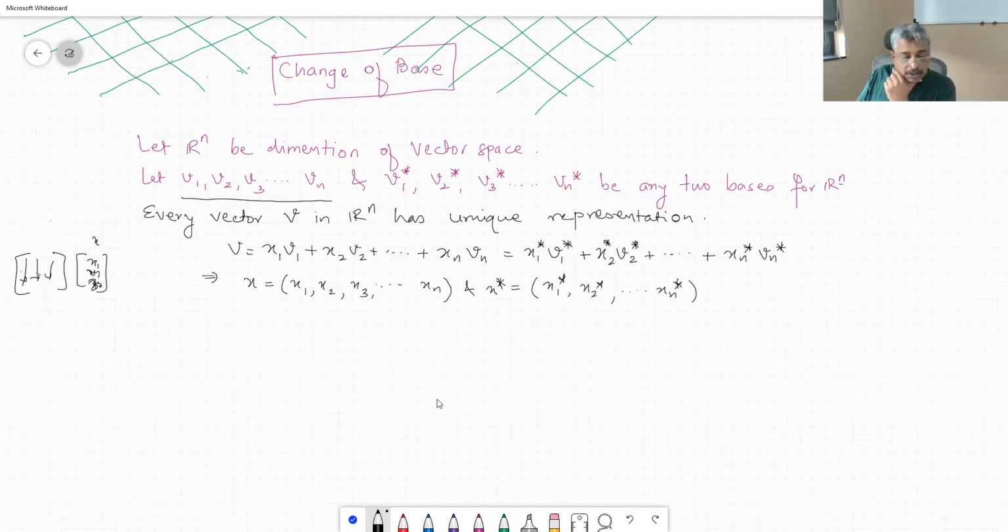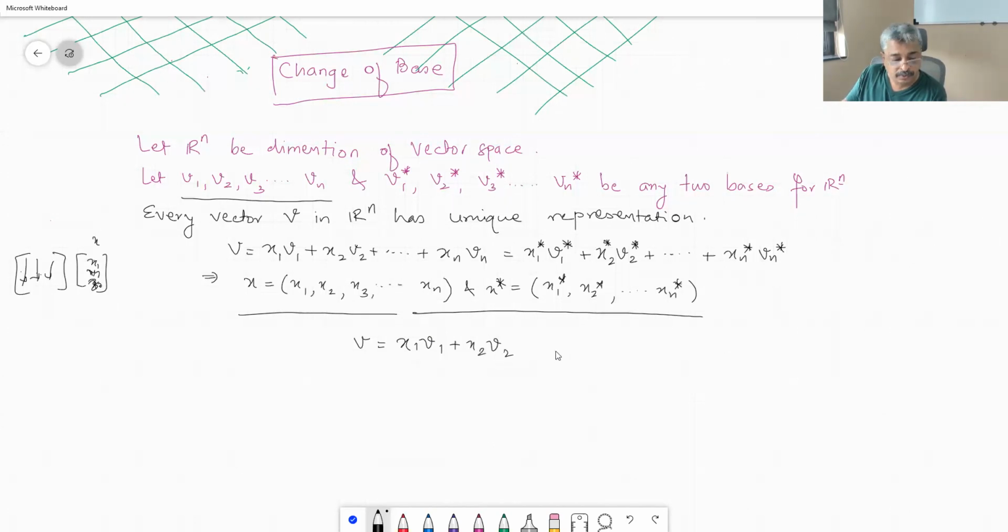Now, suppose this is in general. Let us not get confused with n, so let me write down exactly the similar thing for only two. Let vector v is equal to x1 v1 plus x2 v2, which is equal to x1 star v1 star plus x2 star v2 star.